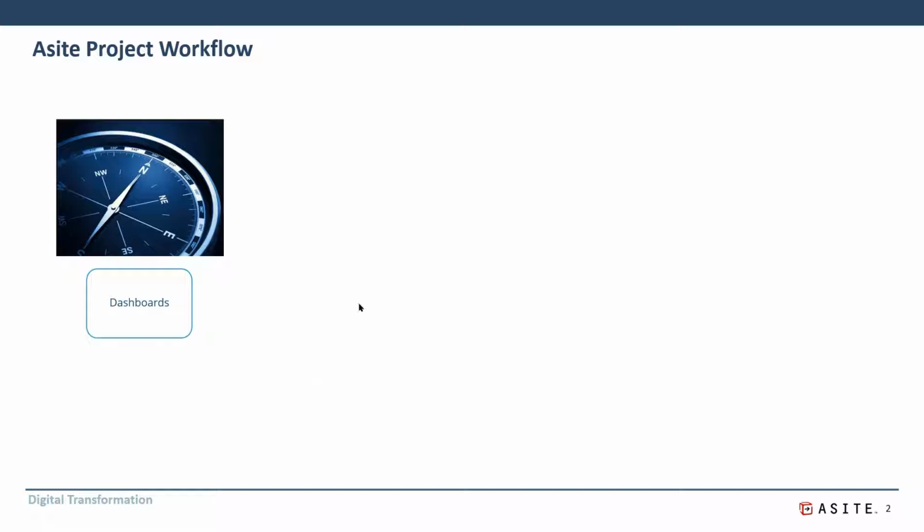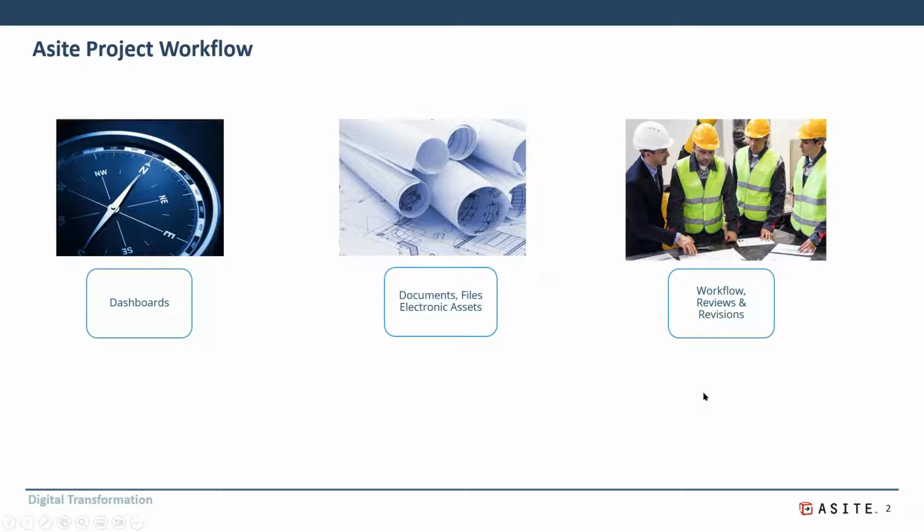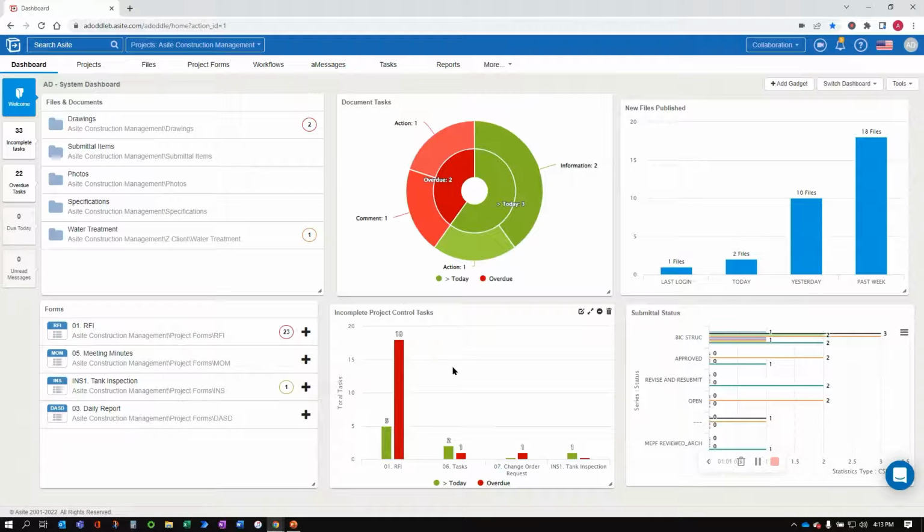We'll discuss briefly how the dashboards are configured to allow users to quickly and easily access the information on the Asite project workflow platform, as well as covering in a lot of detail today documents, files, and what I like to call electronic assets. Then we'll cover how those electronic assets, documents, files, plans, photos, whatever the case may be, can be moved through various workflows, either in manual distribution or automated distribution, the notifications that users will receive, and the reviews and revisions that are available through our online document viewer. So with that, let's get started, and I'll take you through an introduction of the Asite Project Workflow platform.